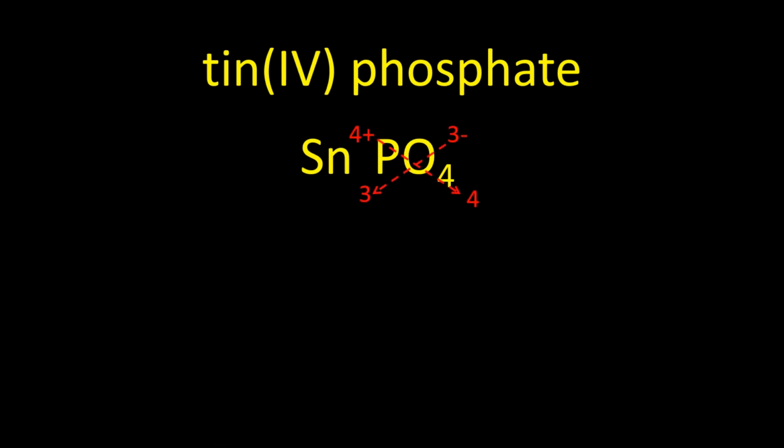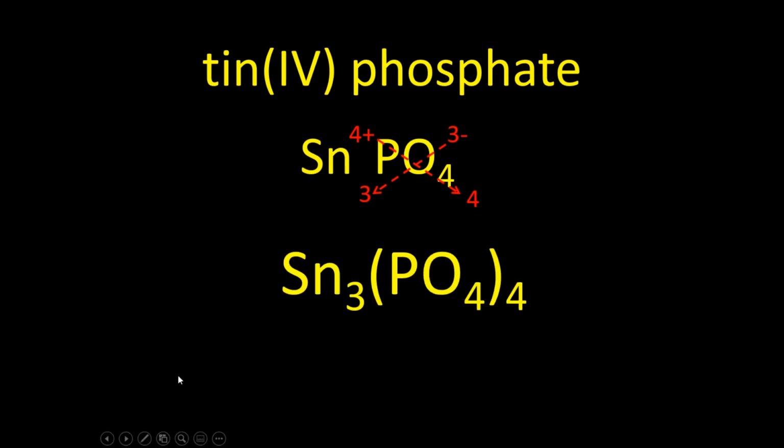And so when we do our crisscross business, we carry down the absolute values of the charges to the opposite partner's subscript area, and we see, oh, these aren't going to cancel out. So we have to write it like this: Sn3(PO4)4, because we had to quadruple everything in the whole phosphate, not just the oxygens.